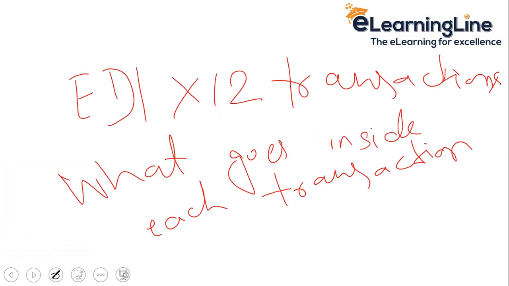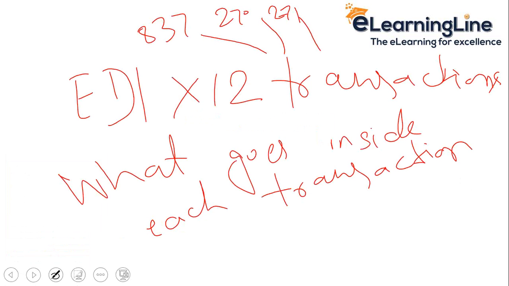X12 is governed by the standard which was released by ASC, the Accredited Standards Committee, and each release contains a set of message types like 837 for claims, 811 and 820 for invoicing and billing, premium payment. Then you have 270, 271. These are the different transactions you have. There are other videos on YouTube which talk about the other transactions like 837, 270, 271, and provide you an overview of them. So this is what the X12 transaction is.